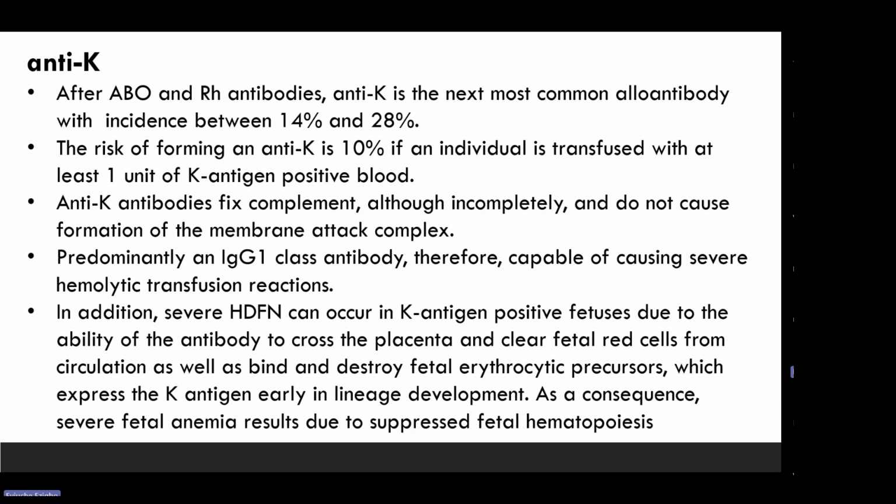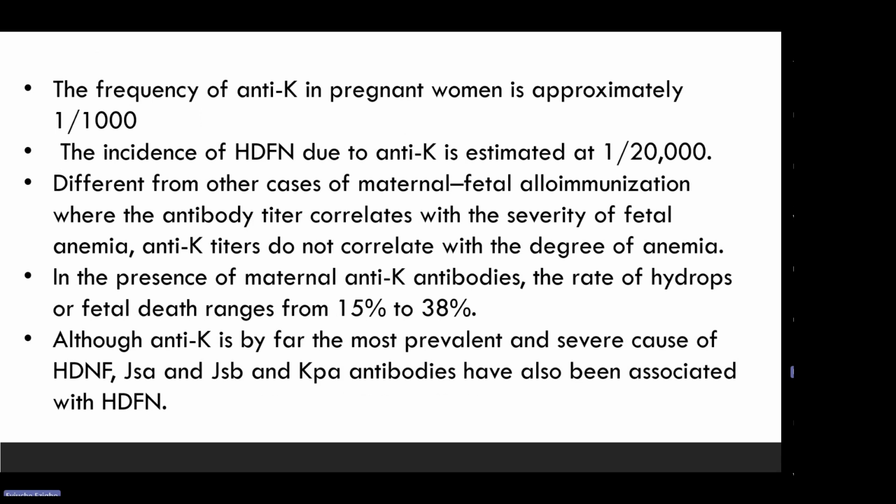In addition, severe hemolytic disease of the newborn can occur in a K antigen positive fetus due to the ability of the antibody to cross the placenta and clear fetal red cells from circulation, as well as bind and destroy fetal erythroid precursors, which express the K antigen early in lineage development. As a consequence, severe fetal anemia results due to suppressed fetal hematopoiesis. That is explanatory. Now, the frequency of the antibody in pregnant women is approximately 1 in 1,000, and the incidence of hemolytic disease of the newborn due to K is estimated to be 1 in 20,000.